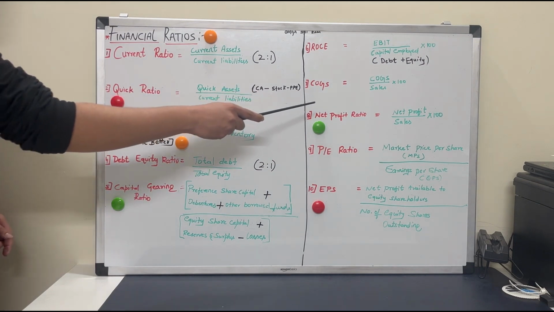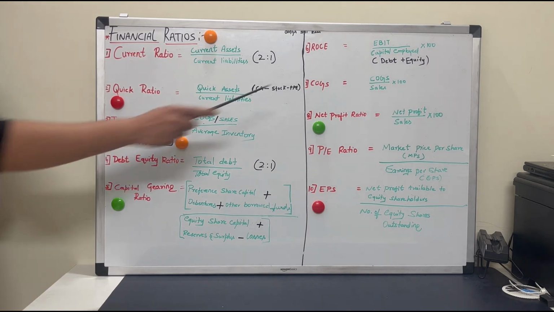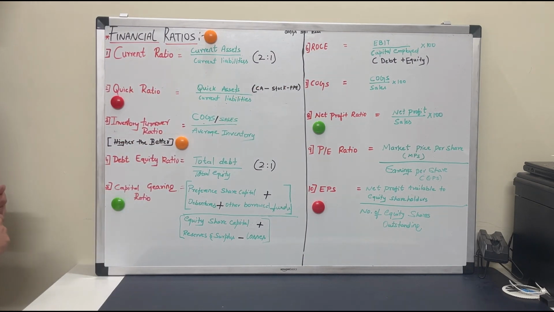Now this ratio is one of the basic ratios. The formula is cost of goods sold divided by sales into 100. Let's say cost of goods sold is 10 lakh rupees and they are generating total sales of 25 lakhs, into 100. What is the percentage? 40%. Now how can we interpret this ratio? 40% of the total revenue is cost of goods sold.